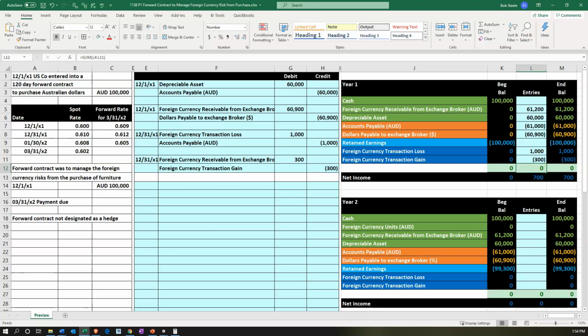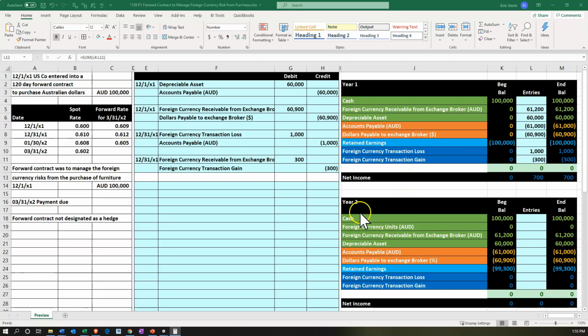And you might say, how did we calculate that one more time? 61,200 is the 100,000 times this item, the 0.612. So there's the 61,200 valuing that receivable at this point.